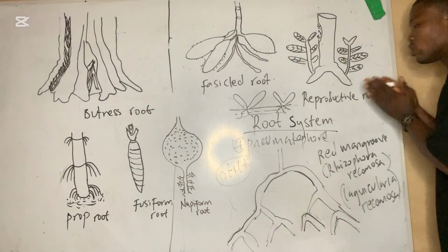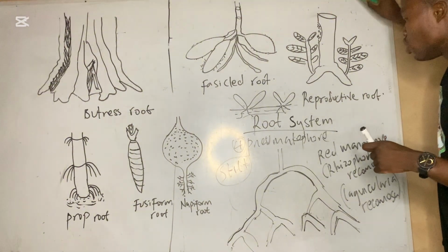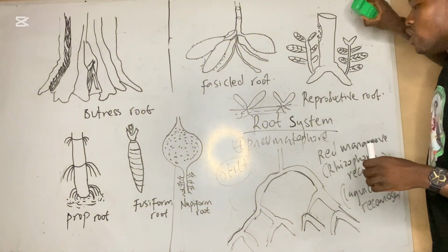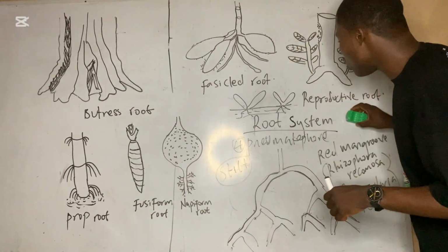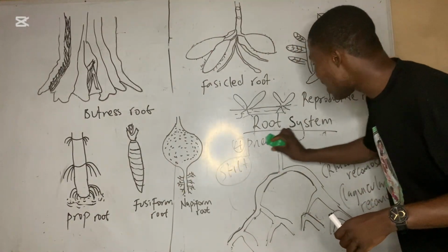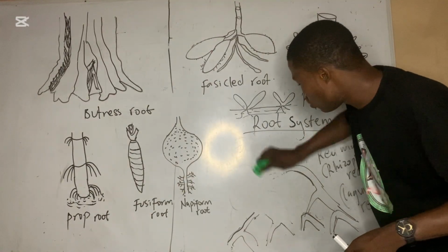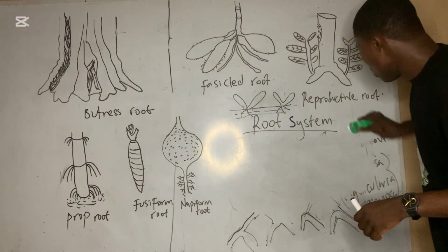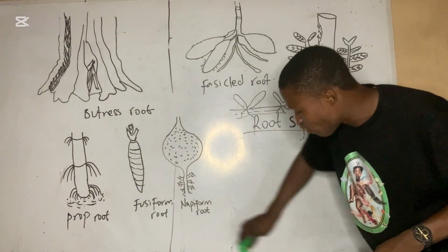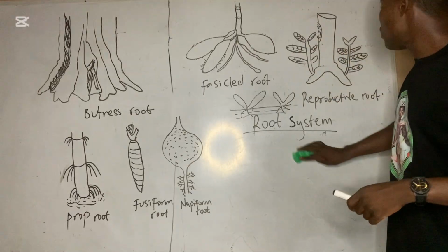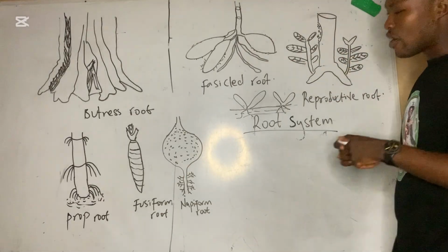That's the main difference between water roots. And so that will bring me to these two types of roots I call fusiform and napiform roots. We call them fusiform and napiform. Tell me what they are here.